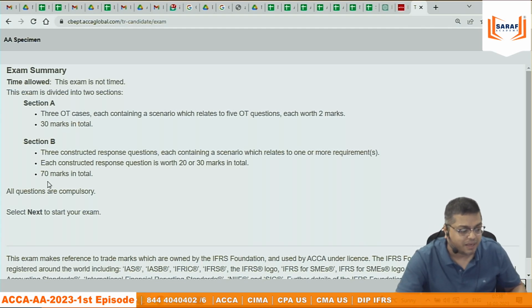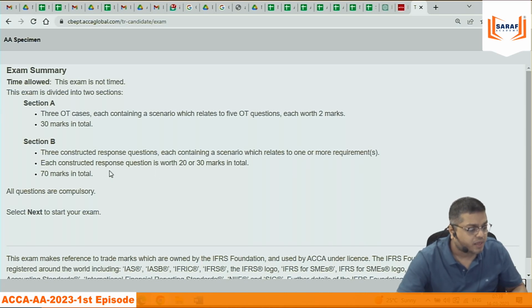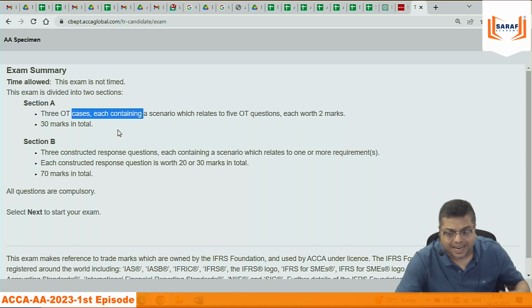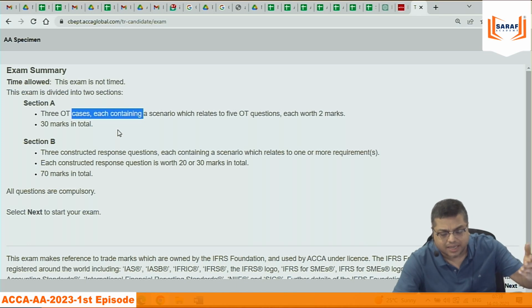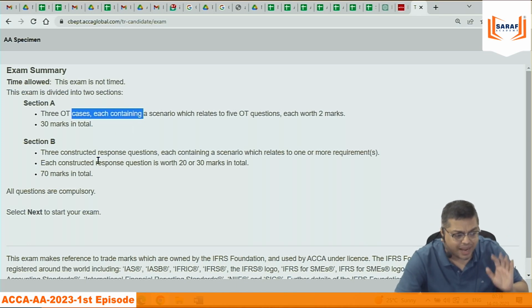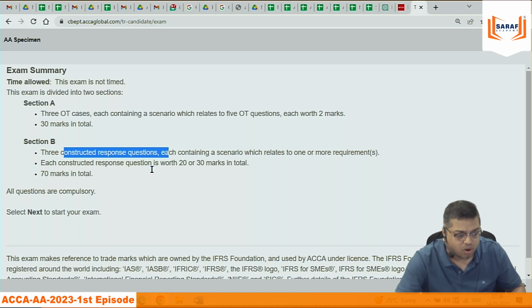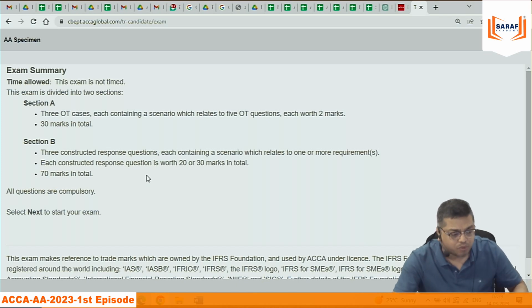And then section B. In section B, there are 3 constructed response questions, each containing a scenario which relates to 1 or more requirements. Each constructed response question is worth 20 or 30 marks, but total 70 marks. In section A, you don't need to write anything. You just select the correct answer, maybe two are correct, maybe you are filling the blanks. But here you need to give your logic. These are pure essay type questions.